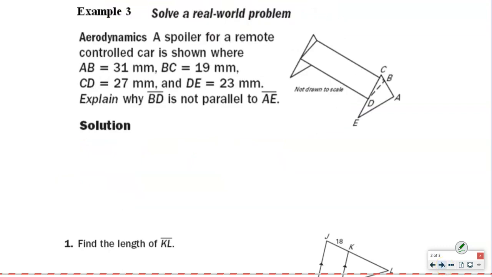Example 3. Here we have a spoiler. I know it looks like a great picture of a spoiler that you might see on a car, but this is for like a remote controlled car, so it doesn't have to look too awesome. We're told that AB equals 31 millimeters, BC equals 19 millimeters, CD 27, DE 23, and we want to explain why BD is not parallel to AE.